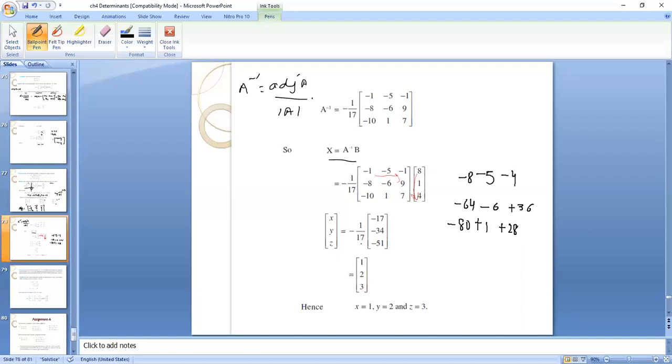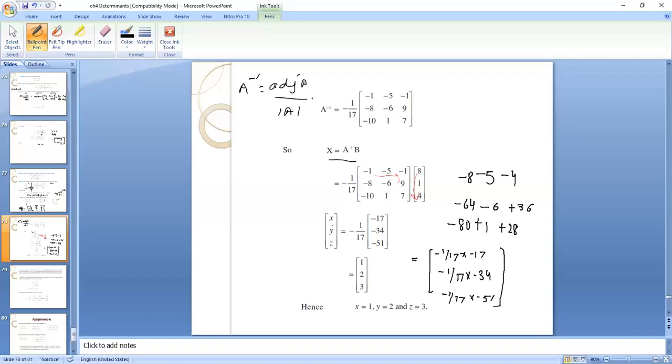So minus 1 by 17, you will multiply inside with the three elements of the matrix. So you will multiply minus 1 by 17 into minus 17, minus 1 by 17 into minus 34, minus 1 by 17 into minus 51. So the minus minus will cancel with each term. 17 ones are 17, 17 twos are 34, and 17 threes are 51.